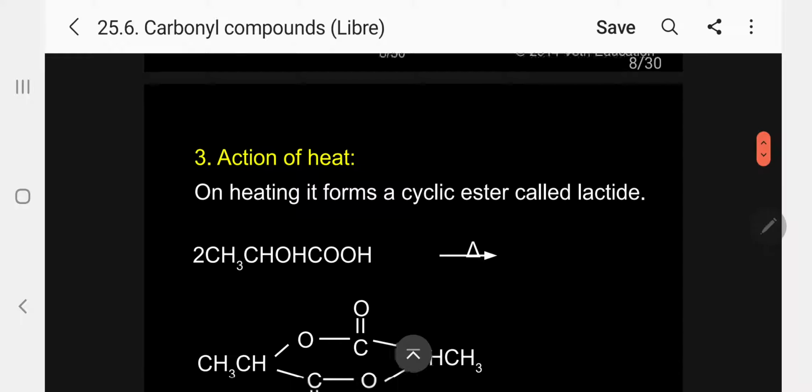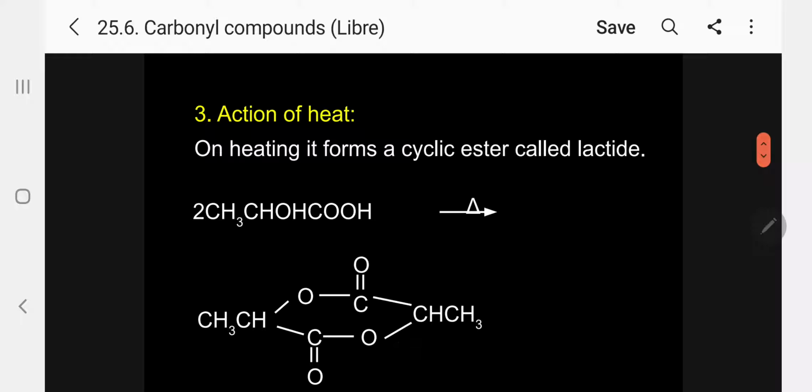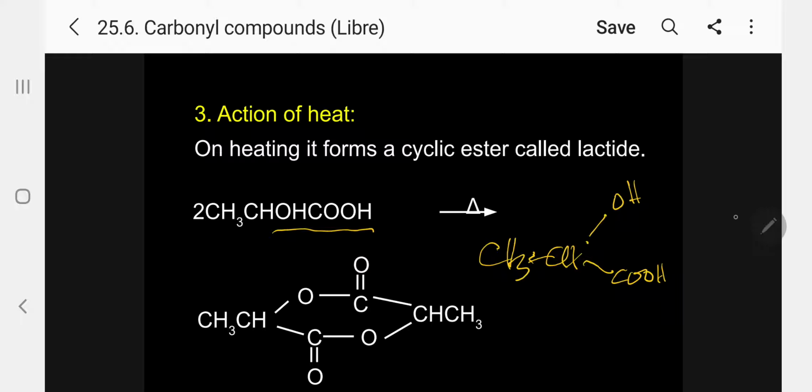Next one, 3, action of heat. Kindly follow. In this case, both OH and COOH groups are involved in the reaction. Let me say this way: CH3, CH, and here CHOH, COOH. The same way on the other side, CH3, CH, now COOH, and in this case OH. So these two molecules. So now what will happen?